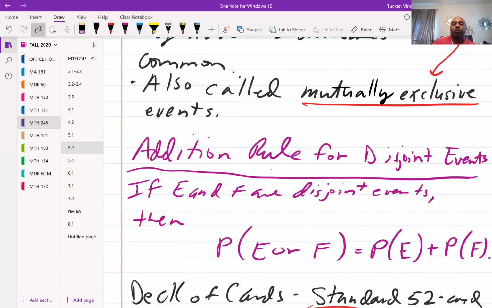So the addition rule for disjoint events: if E and F are disjoint, or in other words, mutually exclusive, then when you look at the probability of E or F happening, you would just add the probabilities together.